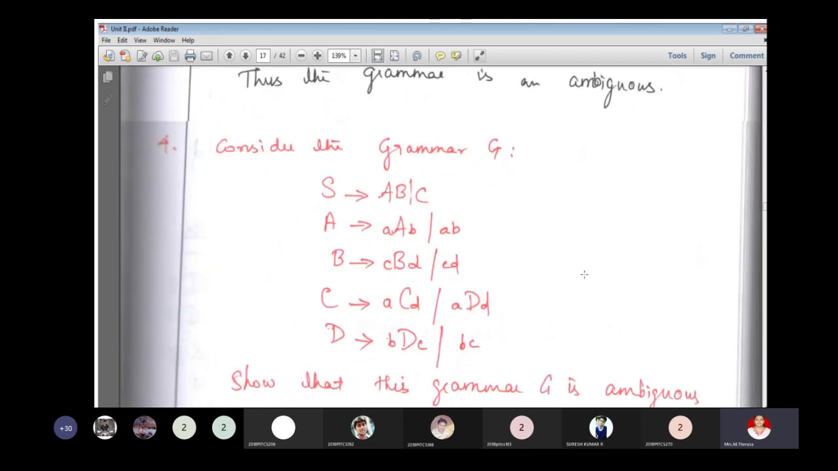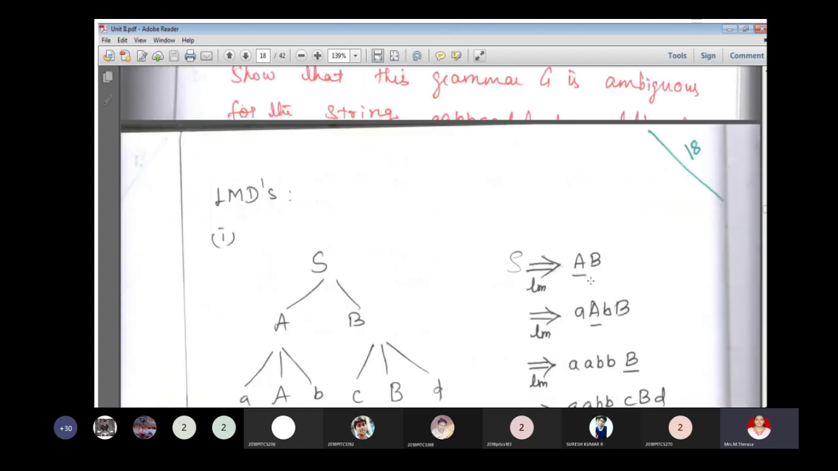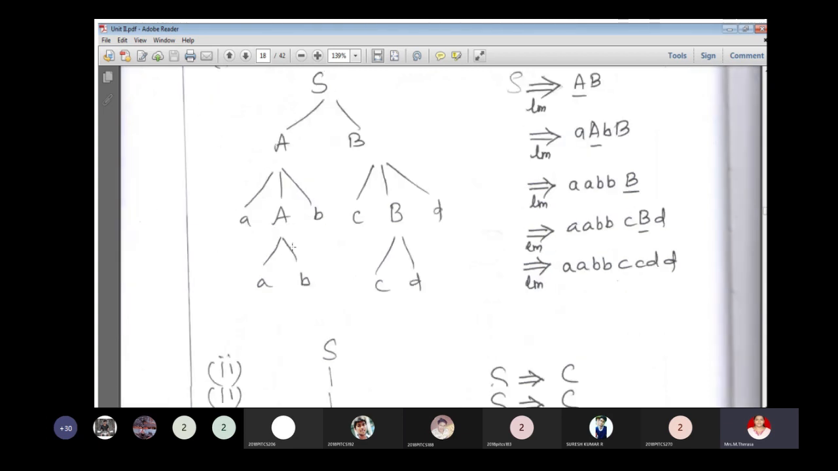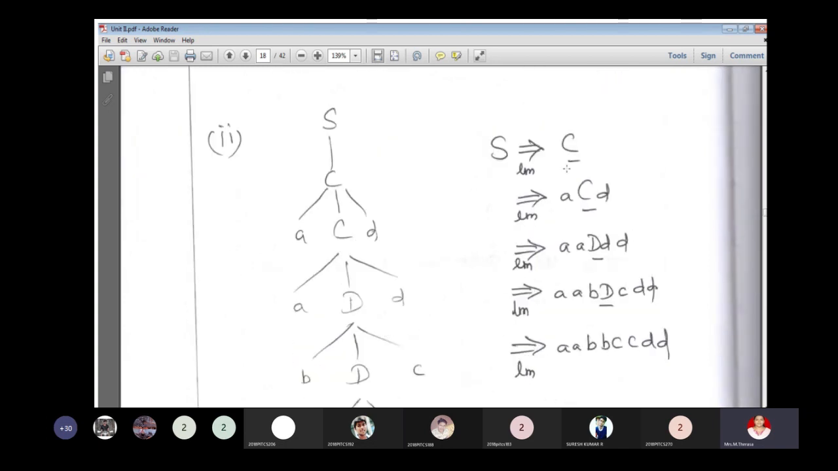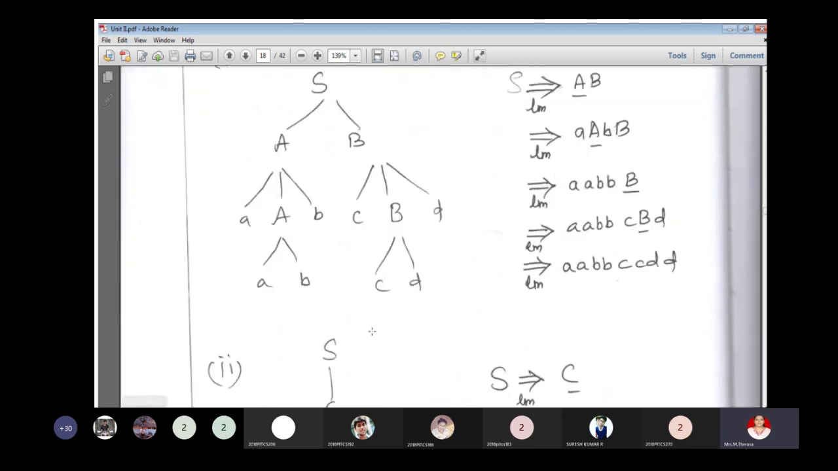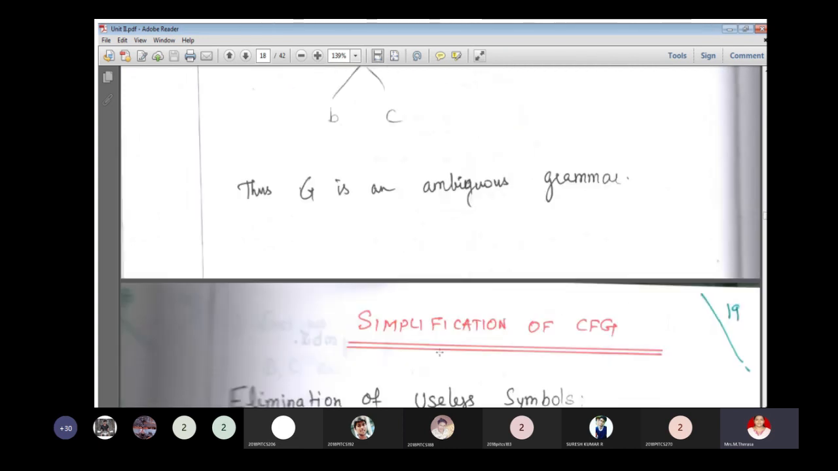Next, consider a grammar G. Show that this grammar is ambiguous, and we are also required to derive a given string. For this string ABBCCDD, we can derive using leftmost derivation, and this is the corresponding parse tree. And the same string can be derived with another leftmost derivation. The condition is that you should have more than one parse tree. So the same string is derived, but we have got two different parse trees. So you can conclude the given grammar is ambiguous.